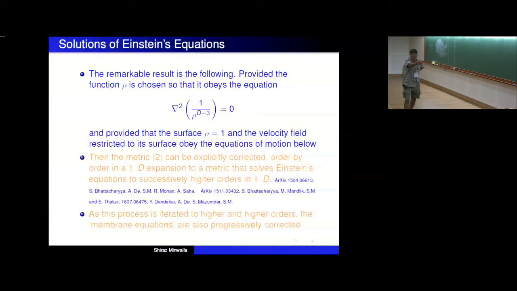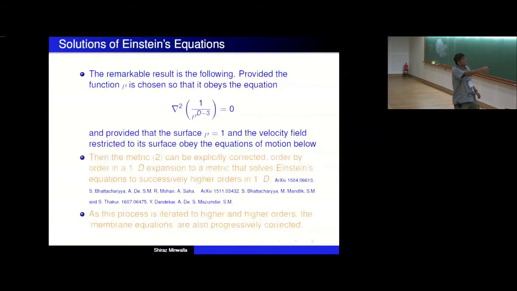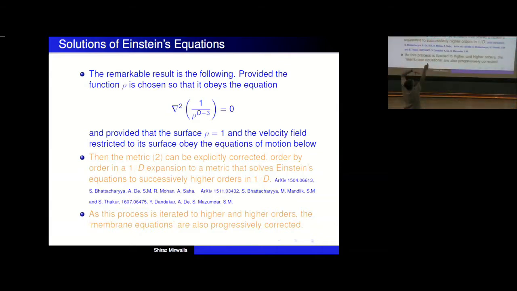Then one can show the following. While this quantity here is, of course, not a solution to Einstein's equations, it can, order by order in a 1 by d expansion, to every order in that expansion, be corrected to a metric that solves Einstein's equations. And when you do this correction order by order, the condition that the U field has to obey gets successively corrected.